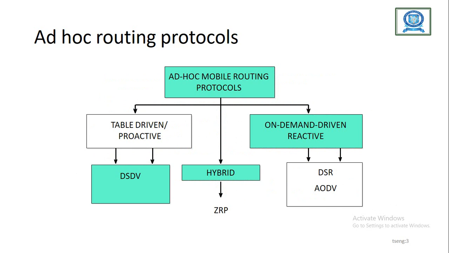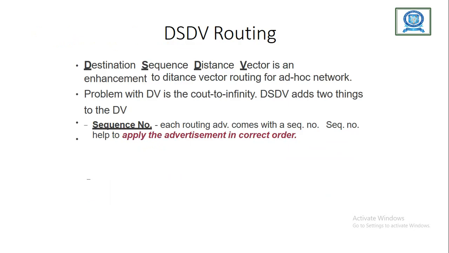In table driven routing protocols, the well known protocol is DSDV. DSDV means destination sequence distance vector. In on demand routing protocols, the well known protocol is ad hoc on demand distance vector, AODV. And in hybrid routing protocols we have ZRP, zone routing protocol. In our syllabus we are going to discuss DSDV.